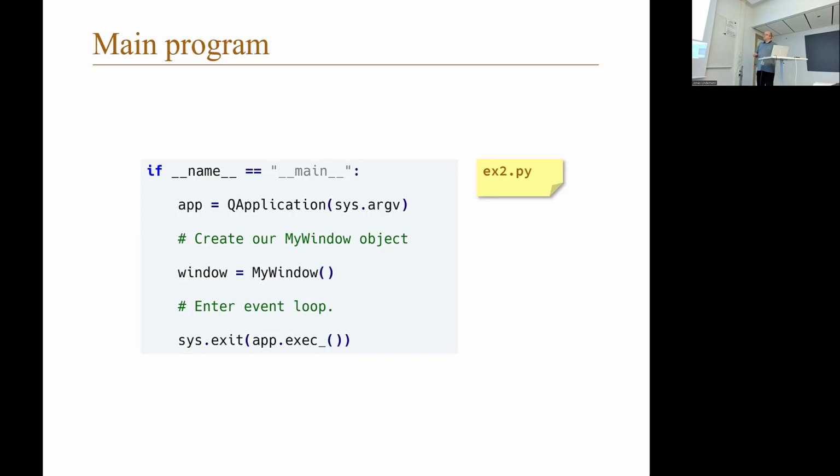To actually run this application, we do the same thing here, create the application object, but instead of creating a widget, we create our window using our own window class. So my window, instantiated. In this case, we have show in our init window, so we don't have to call show explicitly here. And then we enter the event loop.